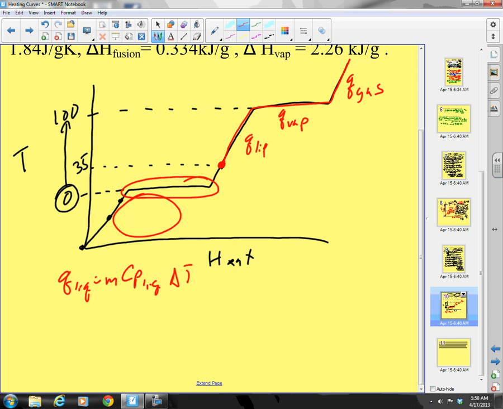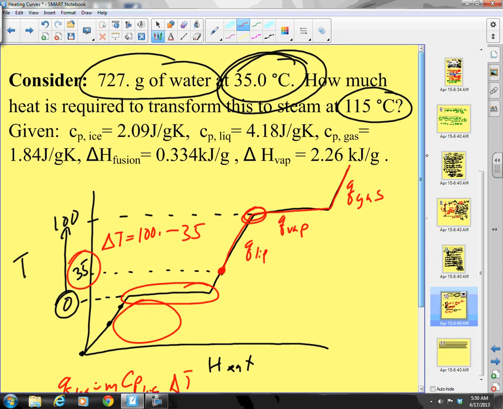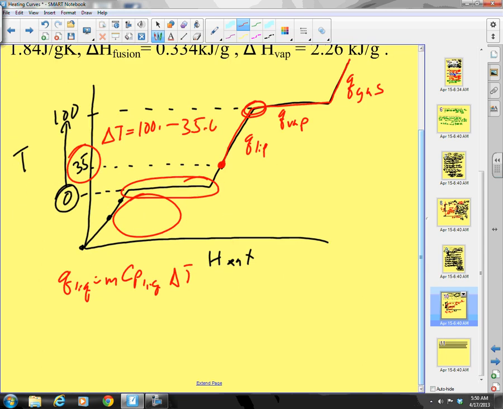Q liquid we said is M C sub P liquid delta T. What's my delta T? Remember, delta T is T final minus T initial. What's the final temp here of my liquid? 100. Minus what's my initial temp? 35. Is that 35 or 35.0? 35.0. Okay, then we'll drop another sig fig in my 100. Got it. Cool. And so what is that? The difference here is 65.0 degrees Celsius, my delta T.